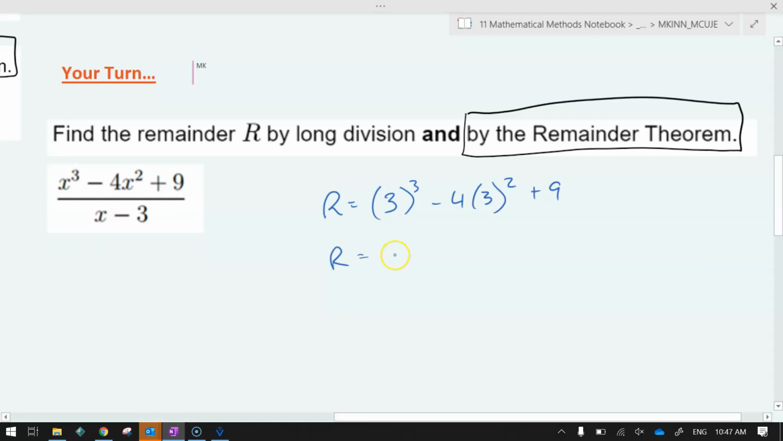Oh, that's time. 3, 9, 27, minus 9 fours are 36, plus 9. Wow, the remainder equals 0. That tells us what about x minus 3? Oh, you guys are geniuses.